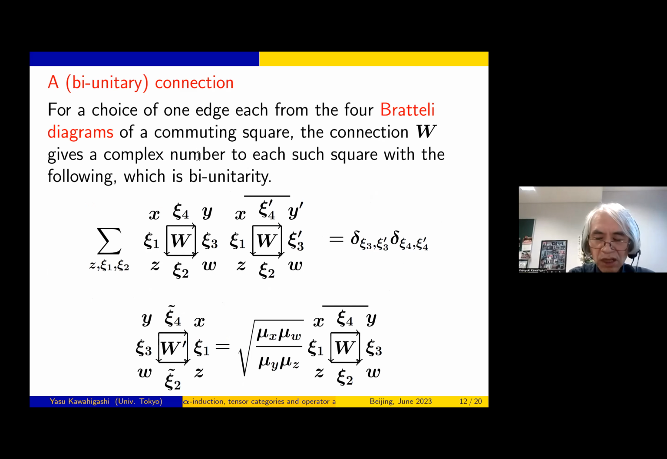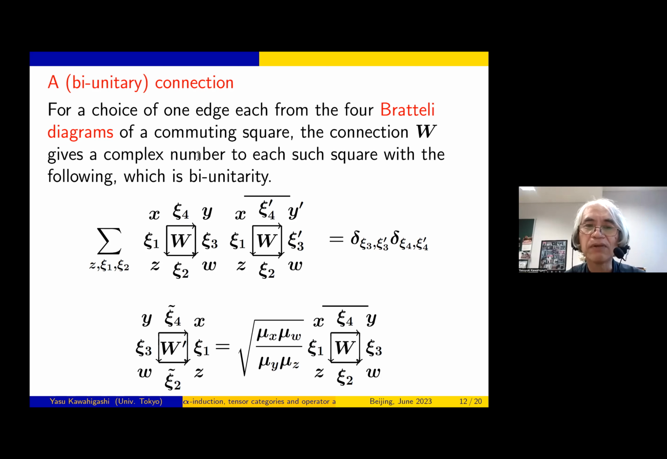Then, if we have an inclusion of two finite dimensional operator algebras, then we can represent this inclusion with a certain finite bipartite graph, which is called a Bratteli diagram. So the vertex of a Bratteli diagram is given by a simple summand, an n by n matrix algebra, a simple summand of an operator algebra, and the edge of this Bratteli diagram is given by a multiplicity of embedding. So for a commuting square, we have four inclusions, so we have four Bratteli diagrams. Then we choose one edge each from the four diagrams.